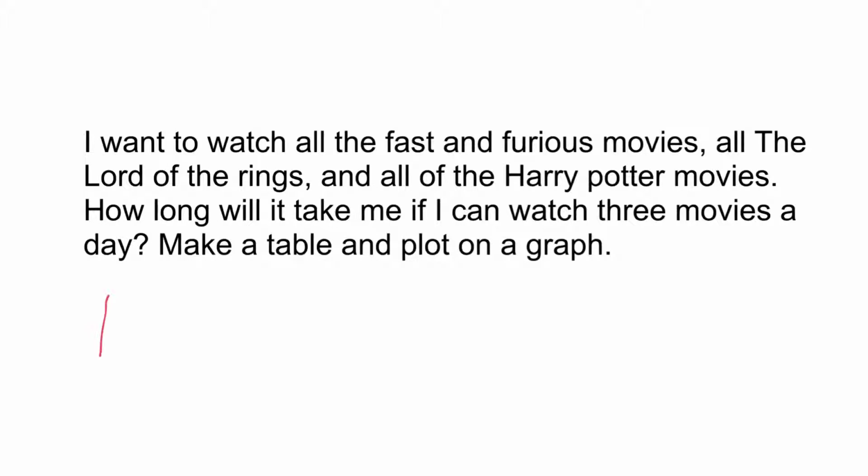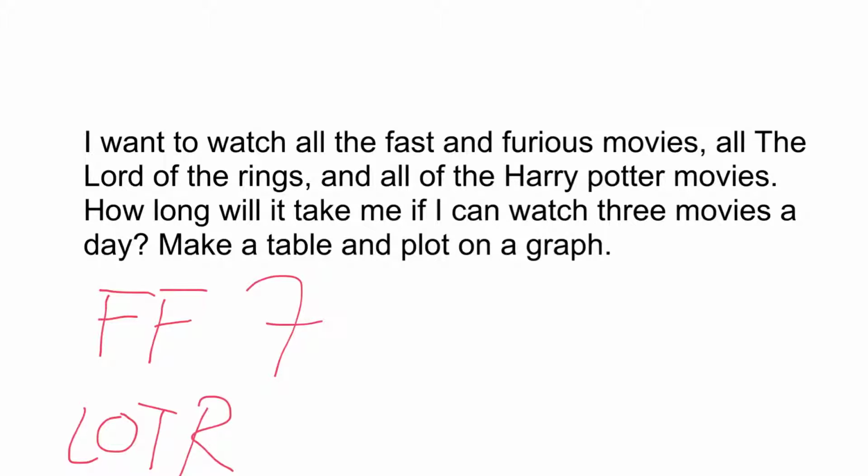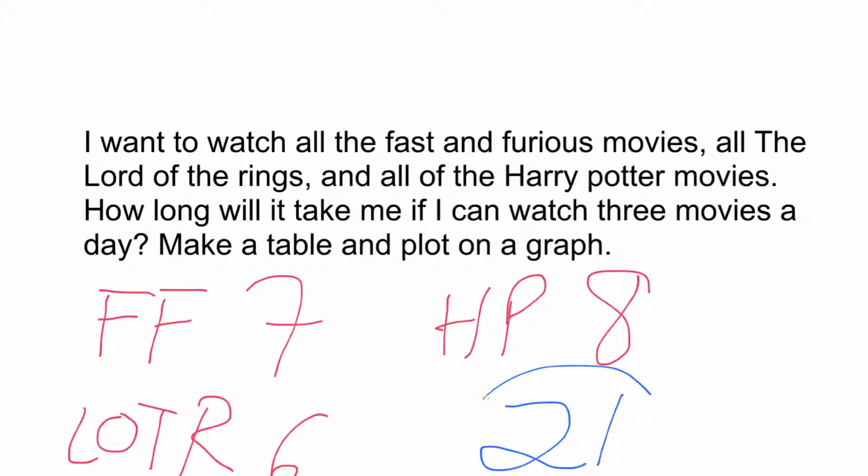So how many movies do we have in Fast and Furious? What is it? 7? Okay. What about Lord of the Rings, including the Hobbit movies? Is there like 5? I think. I don't know how many those are. Alright. I think there's 6. Because there's 3 Hobbit movies and 3 Lord of the Rings movies. So we got 6. Alright, how many Harry Potter movies are there? 8. Alright, so we got 8 Harry Potter movies. That gives us a total of what? How many movies is that total? 7 plus 8 plus 6. 21. Alright. So we got 21 movies in total.